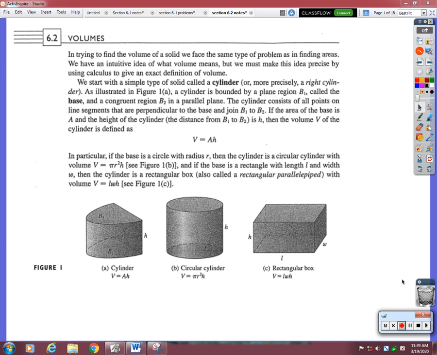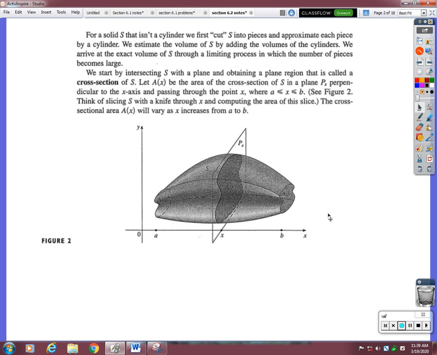So what we're doing with volumes is we are taking a curve and we are rotating it around the x-axis. Tomorrow we'll rotate it around the y-axis because why not? But we'll start with rotating it around the x-axis and then using calculus to find the volume of that three-dimensional figure.